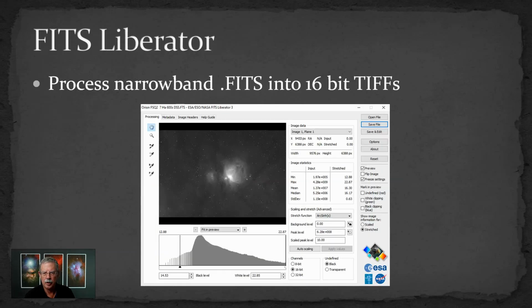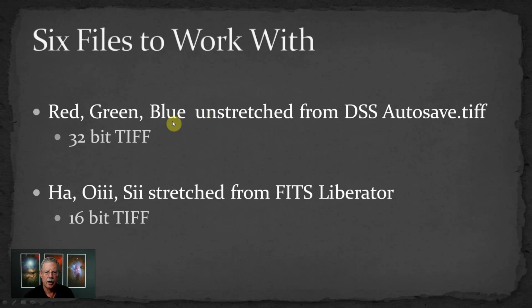So for that, I loaded the 32-bit narrowband FITS files into a program called FITS Liberator, and it has a lot of different stretching algorithms, but the one I liked here is the arcsinh, which is inverse hyperbolic sine. That gives you a real nice stretch with the ability to bring out detail in the dark areas without overly stretching the bright areas. You do have some controls where you can adjust on the histogram the black level and the white level. I tend to do it just visually, and then from there I save these as 16-bit TIFF files. So when I'm all done, I have 6 files to work with.